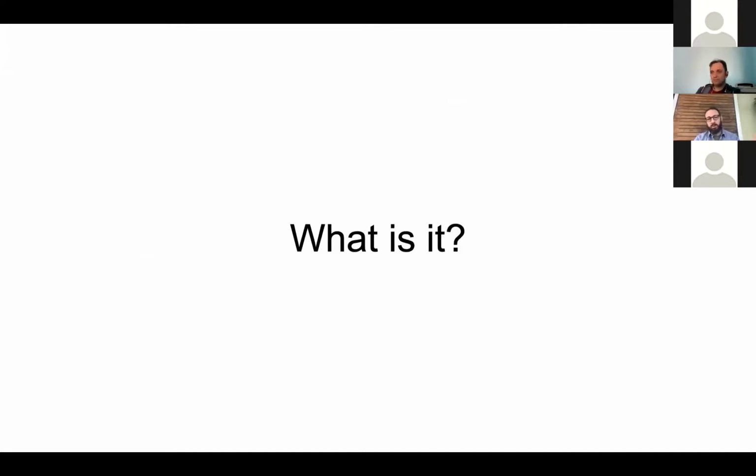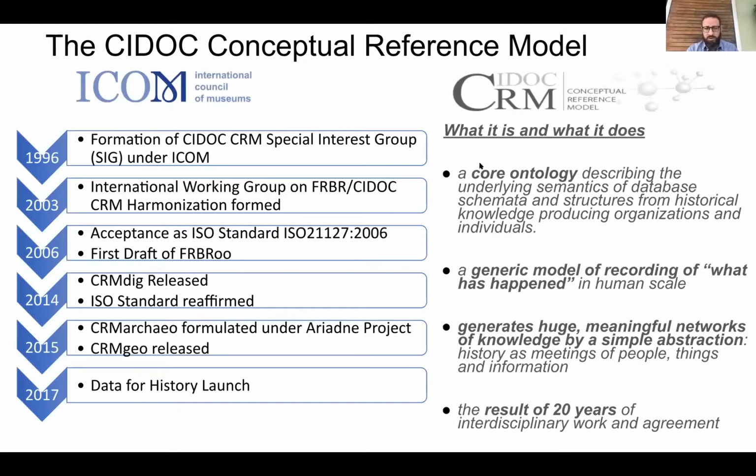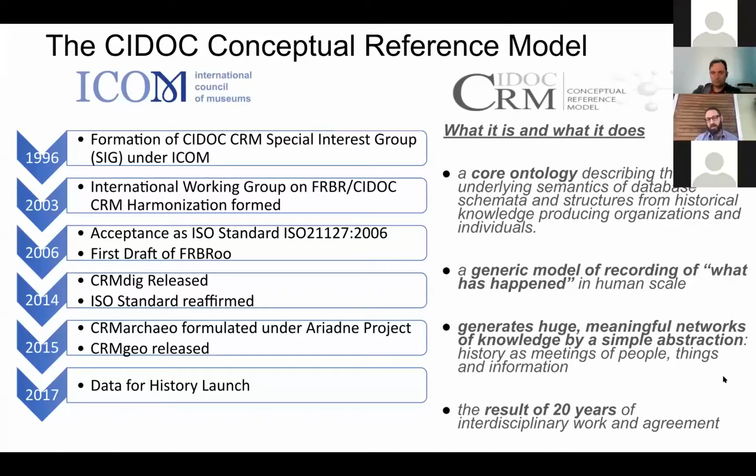So let's start with what is CRM. CIDOC CRM is what's called a formal ontology. It's meant to be a core ontology for redescribing information found in museum databases and reorganizing it and connecting it across individual databases so that you can see an integrated network of knowledge from different information sources. It's a generic model that is meant to integrate information about what has happened in the past at a human scale.